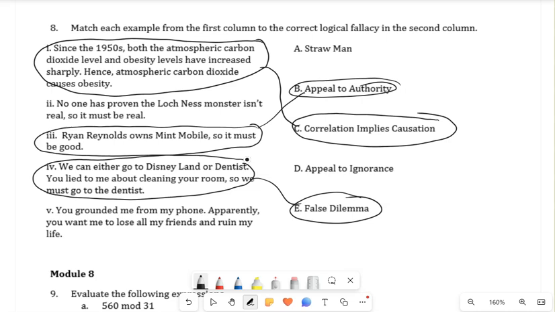You grounded me for my phone. Apparently you want me to lose all my friends and ruin my life. So if you take something and make it larger and worse and worse and worse, it's like creating a straw man, meaning I cannot think of the name.